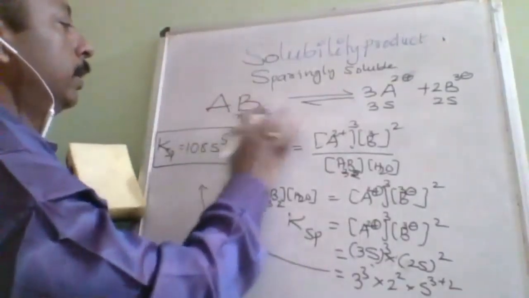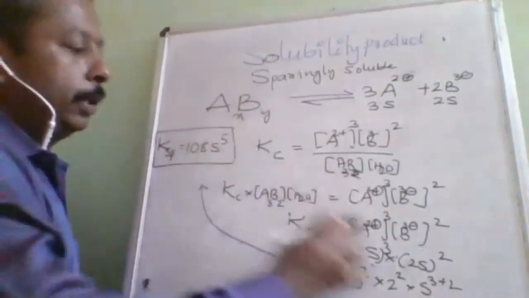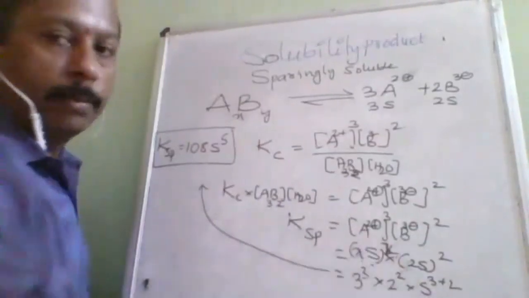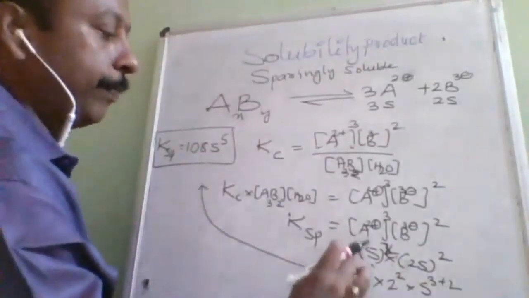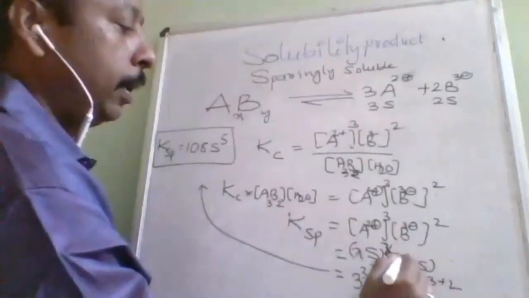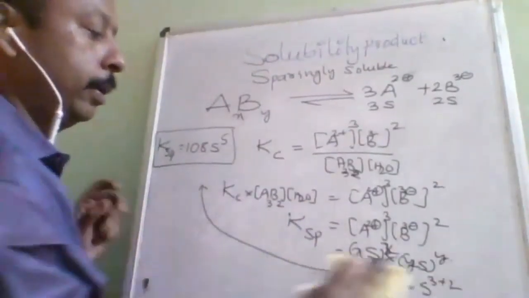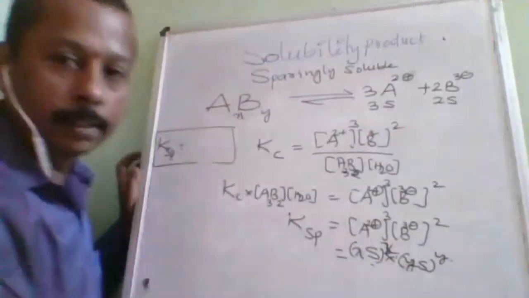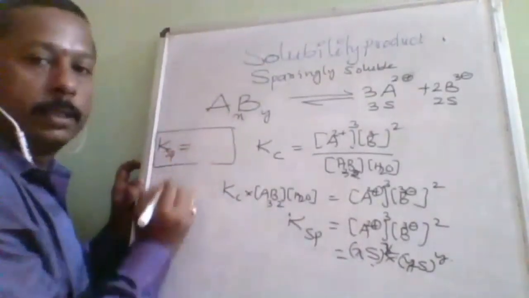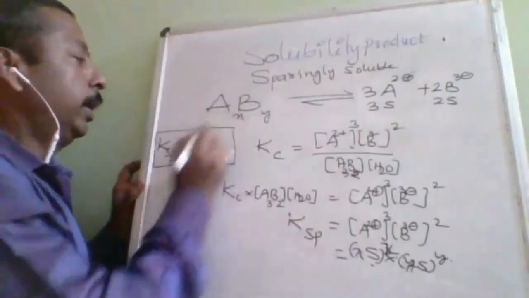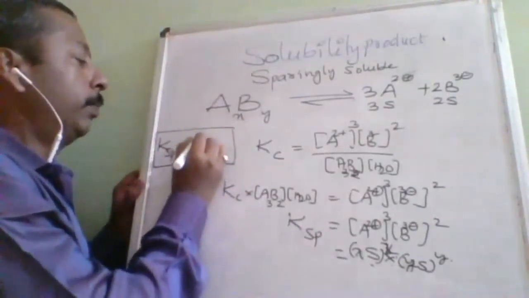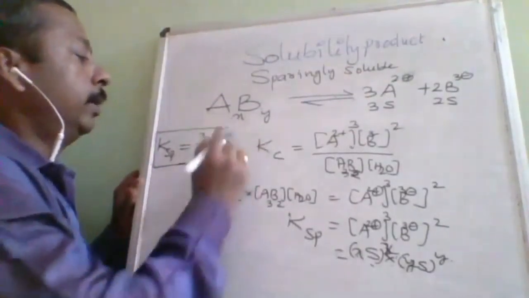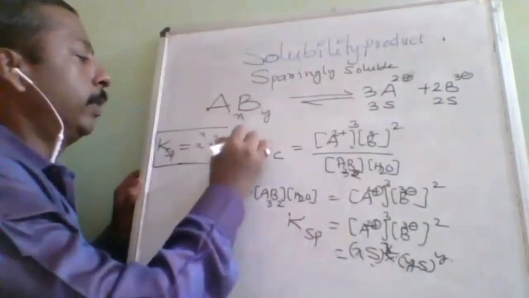Suppose the salt is AxBy. Directly I am writing, to avoid unnecessary wastage of time: xs to the power of x and ys to the power of y. So the final formula for this type of salt, KSP, this is the main formula you have to remember. KSP is equal to x to the power of x, y to the power of y, and s to the power of x plus y.